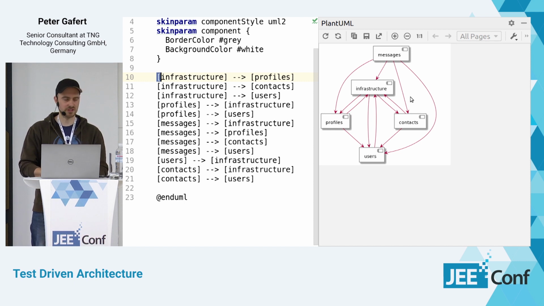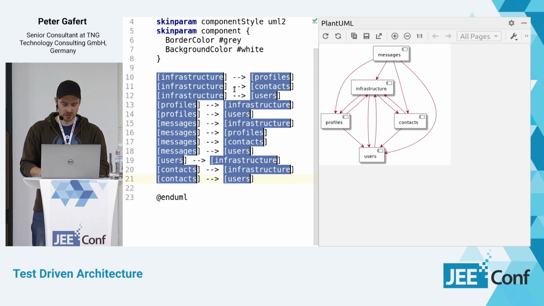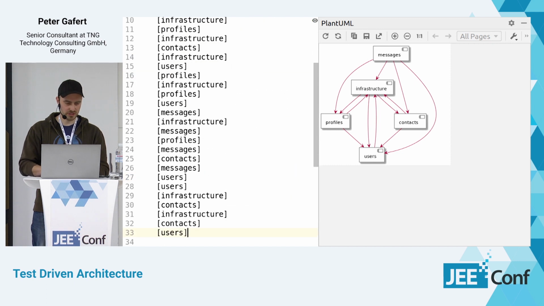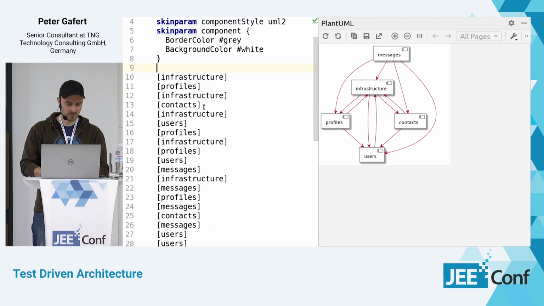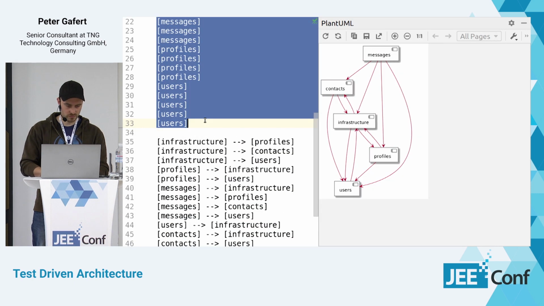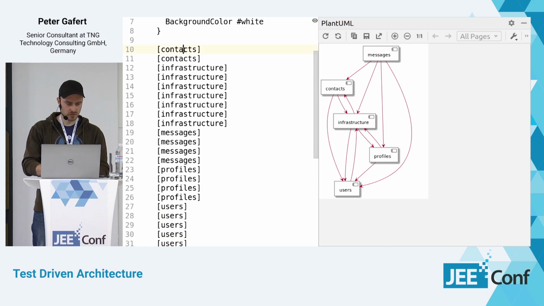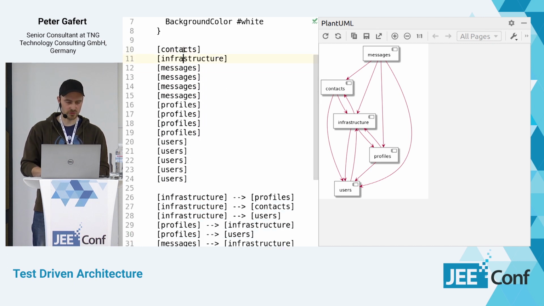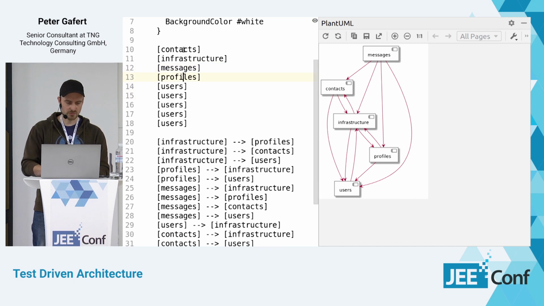So if we want to use this as an input for tests and say our classes should adhere to this PlantUML diagram, then we somehow need to tell ArcUnit how these components are defined, right? So what does it mean, a component messages? How do you find the classes that are in this component? So we need to define how to identify those components. So let's just see. I'm gonna write these up here.